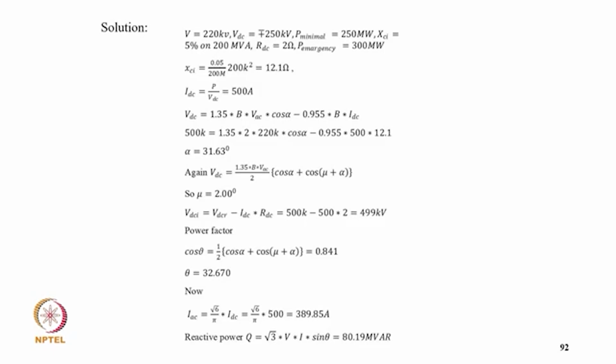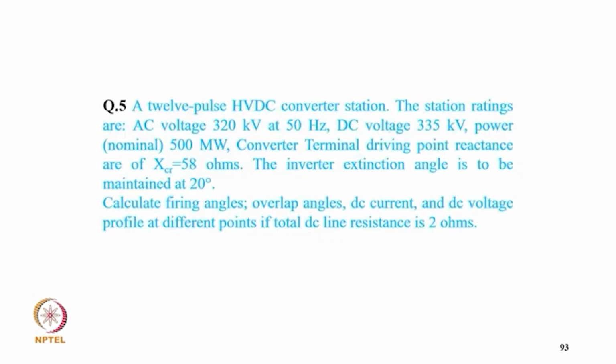Putting the value, it comes to 499 kV, and the power factor cos phi equals half in bracket cos alpha plus cos mu plus alpha, that is 0.841, and theta, from here, becomes 32.67. Now IAC is root 6 by pi into IDC, so putting it in, 389.85, and the reactive power is root 3 VI sin theta, which comes to 80.19 MVAR.